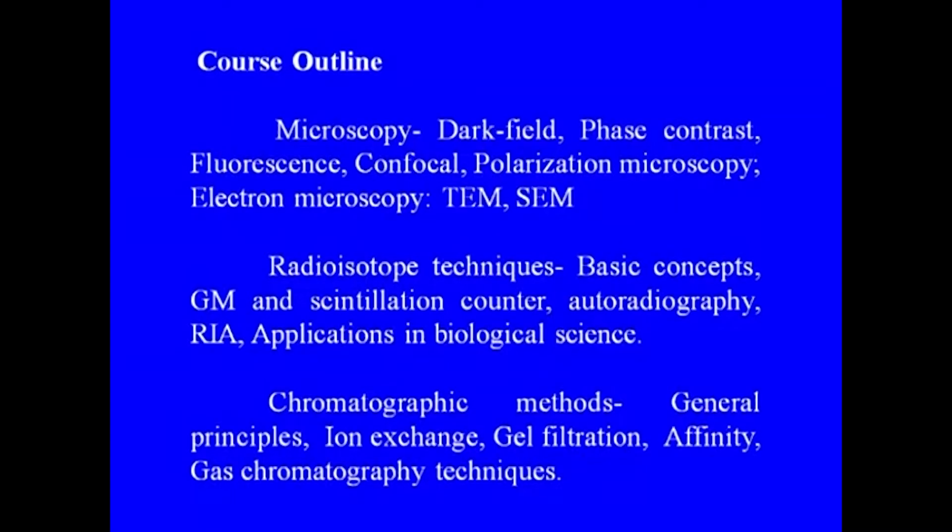The course outline here, the topics which are going to be covered in this course are as follows. Number 1, microscopy. In microscopy, we are going to cover basic concepts in microscopy, then specific techniques like dark field, phase contrast, fluorescence, confocal, polarization microscopy in light microscopy, and then in electron microscopy, transmission and scanning electron microscopy techniques.